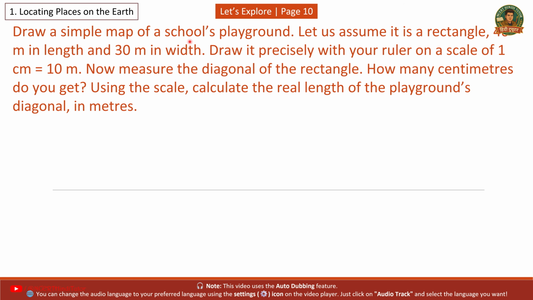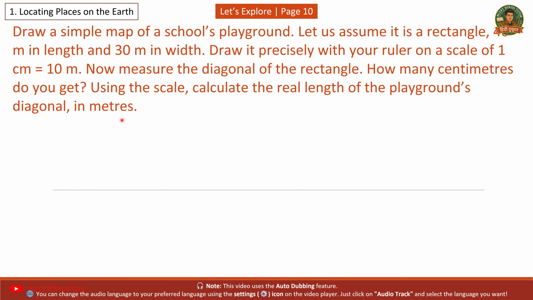Draw a simple map of a school's playground. Let us assume it is a rectangle 40 meter in length and 30 meter in width. Draw it precisely with your ruler on a scale of 1 centimeter is equal to 10 meter. Now measure the diagonal of the rectangle. How many centimeters do you get? Using the scale, calculate the real length of the playground's diagonal in meters. So friends, you have to draw the map of your school's playground yourself.